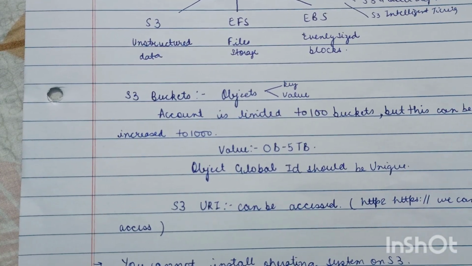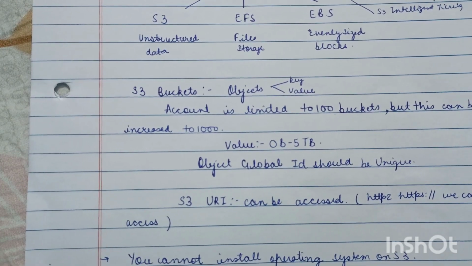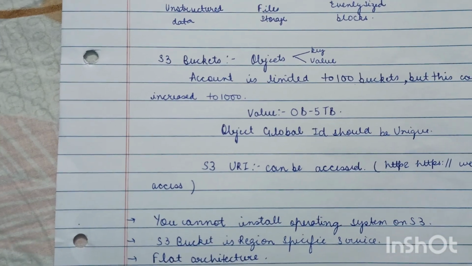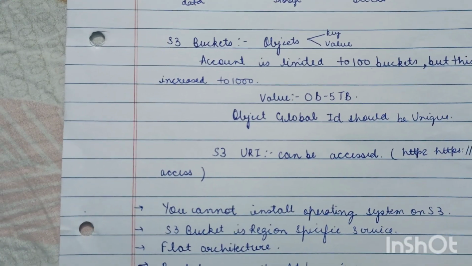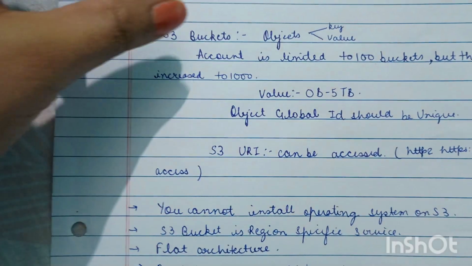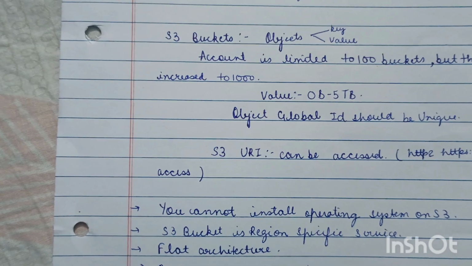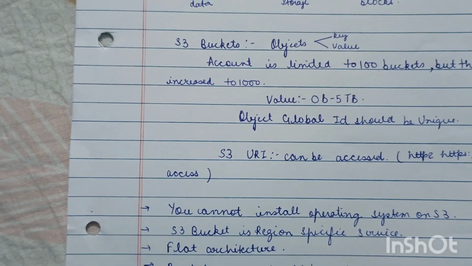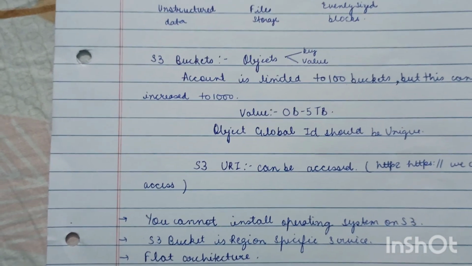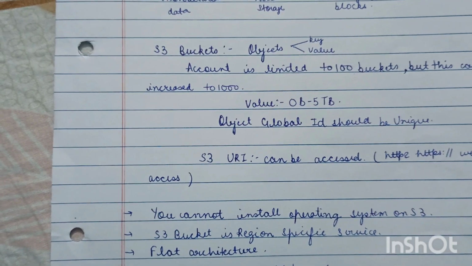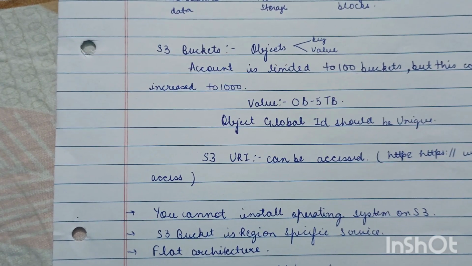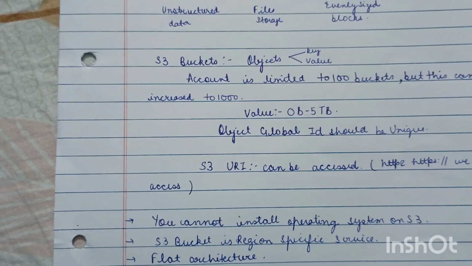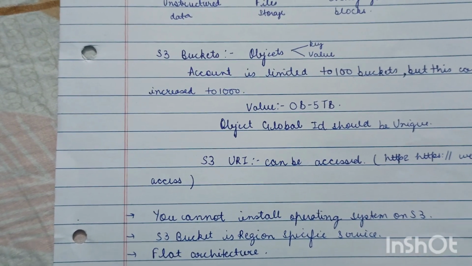The size of the data that can be stored is from 0 bytes to 5 TB. When we store data in an S3 bucket, it is stored as an object, where a key is assigned and the value is the data that we are storing. It is called an object because whatever data we store will be stored as it is. The object identifier should be unique so that it can be globally identified in AWS.